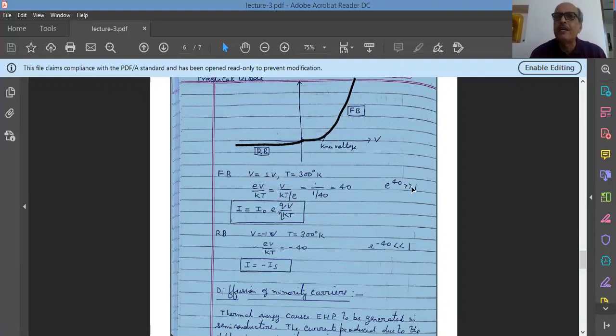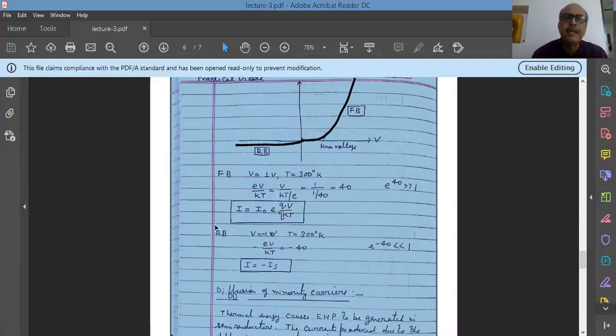e to the power of 40, you can calculate this number using the calculator in your mobile. The value of e to the power of 40 will come out to be a very large number. So you can always ignore 1 in comparison to the exponential term. And in forward biasing, we write I is equal to I0 e to the power of QV upon eta KT. Eta I will explain just after this.